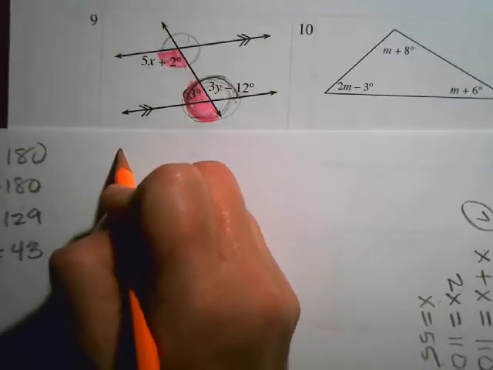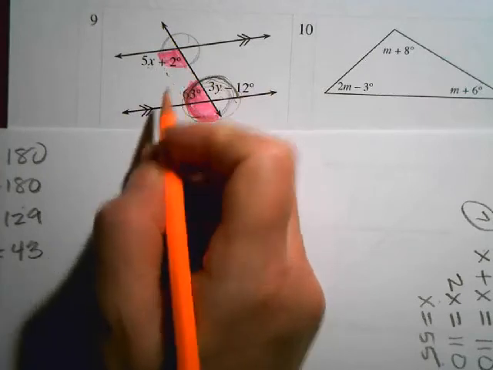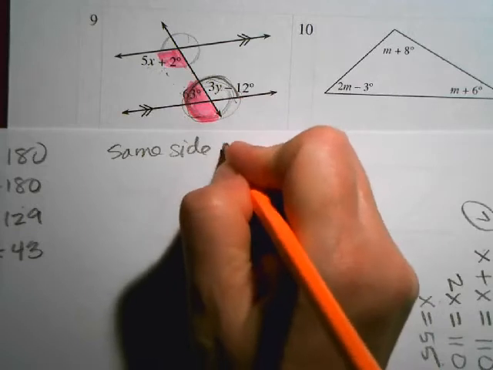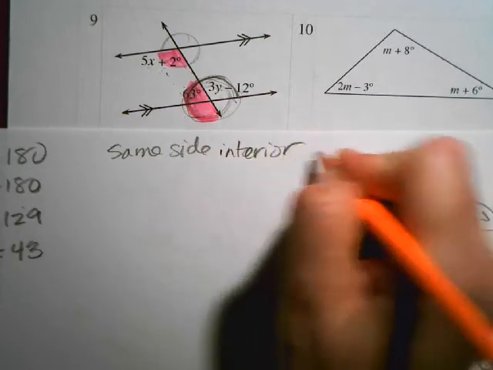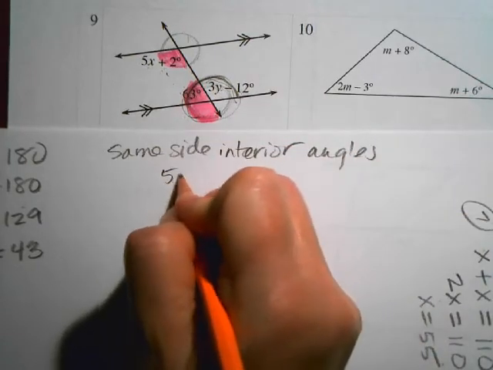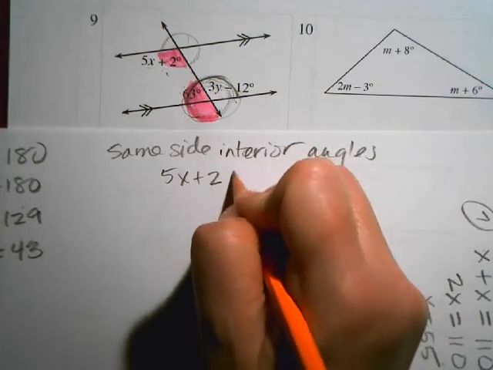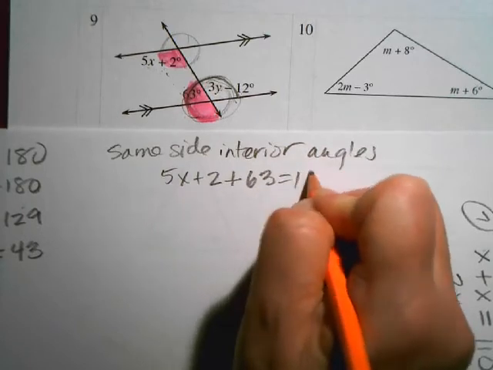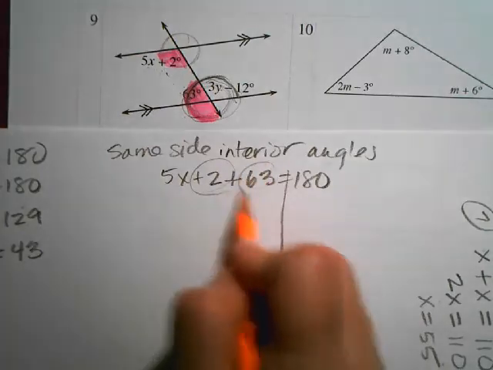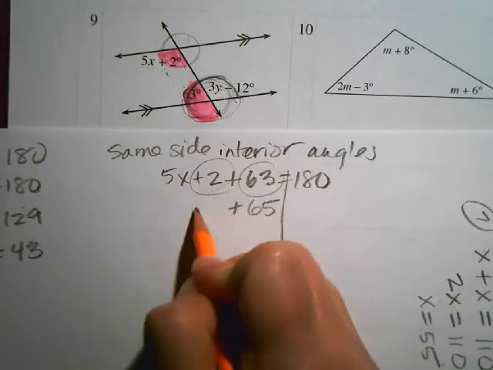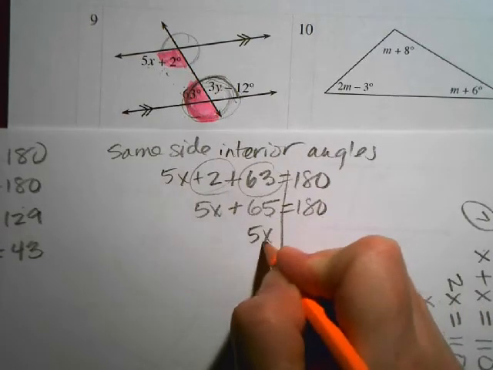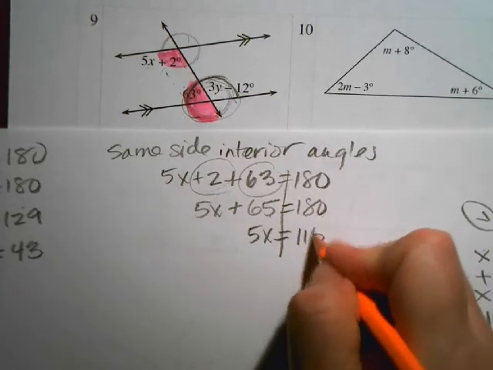I'm going to say for these, by the way, these are called same side interior angles. So 5x plus 2 plus 63 equals 180. Combine like terms. Subtract 65 and divide by 5.